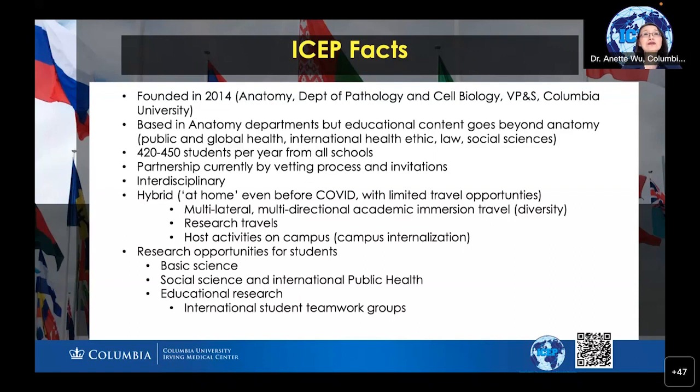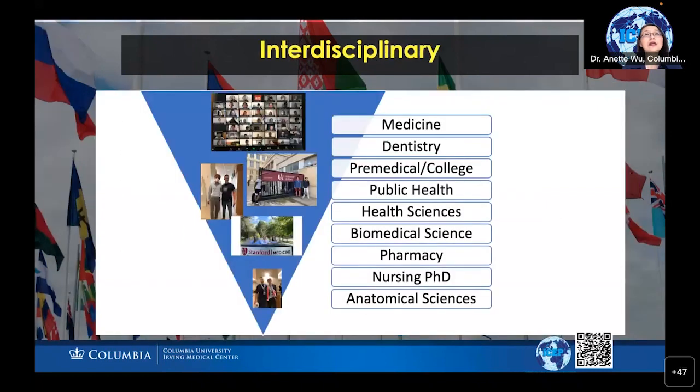We're multilateral, and we have multi-directional academic immersion opportunities for our students. They can go for research travels, and we also have host activities on campus to internationalize the campus. The research opportunities for our students are focusing initially only on the basic sciences, but more recently we have included the social sciences and international public health. And we also do educational research for our students, where we put them into international team working groups, which is quite popular. So these are the interdisciplinary disciplines that we accept in the program.